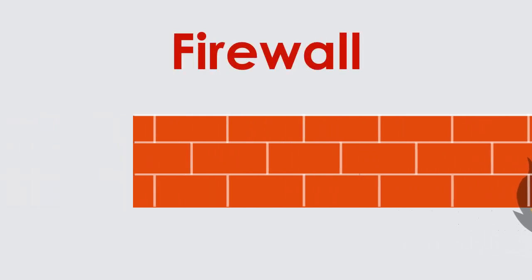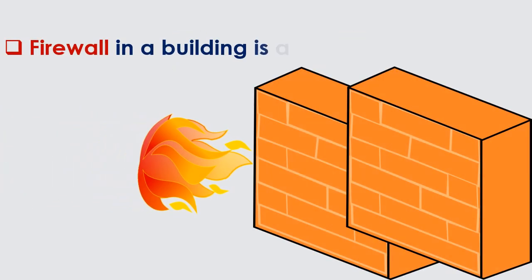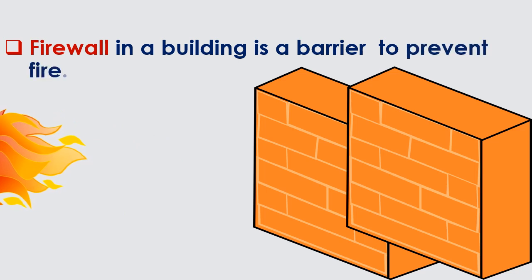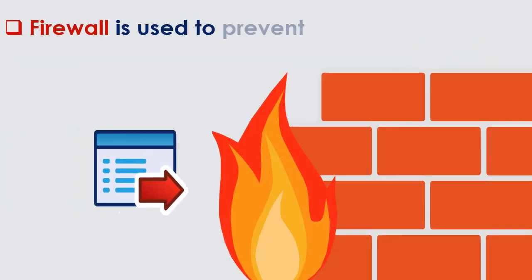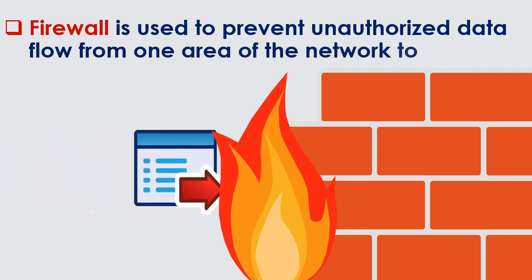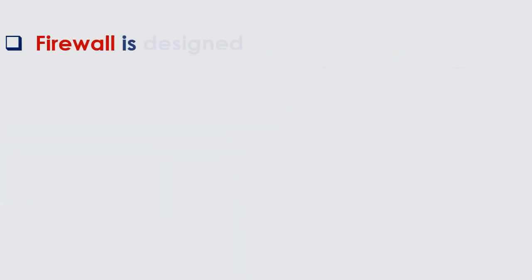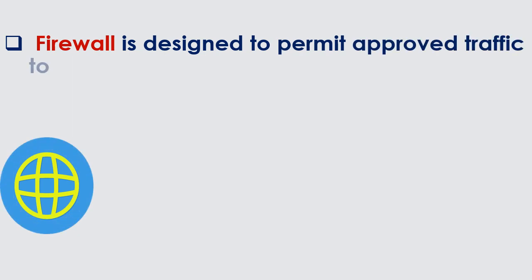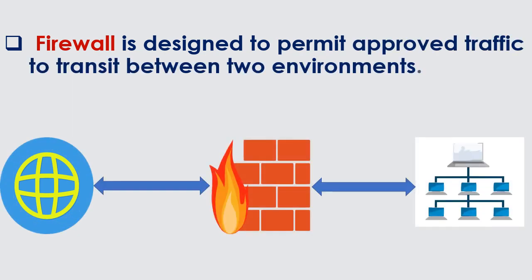Firewall. A firewall in a building is a barrier to prevent fire. A firewall is used to prevent unauthorized data flow from one area of the network to another. It is designed to permit approved traffic to transit between two environments.